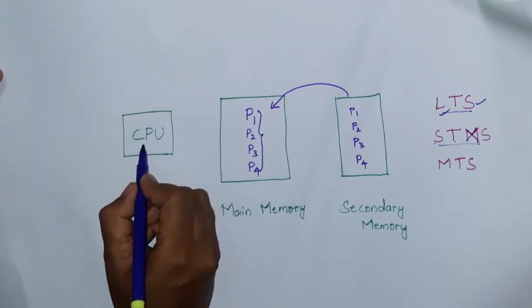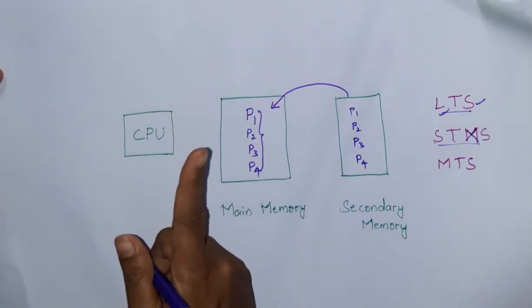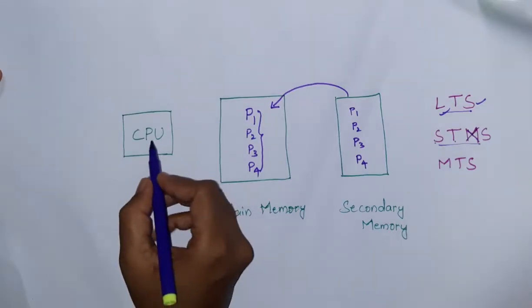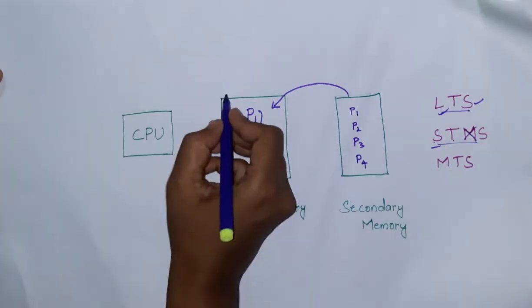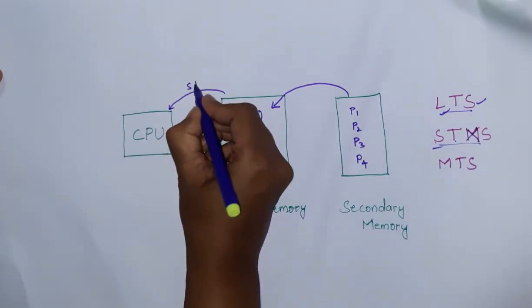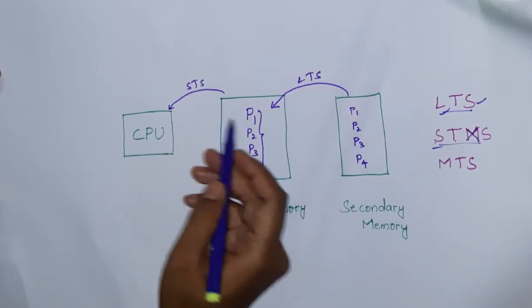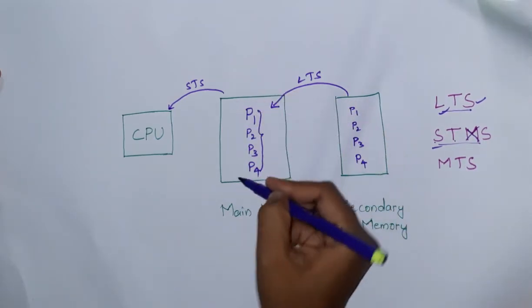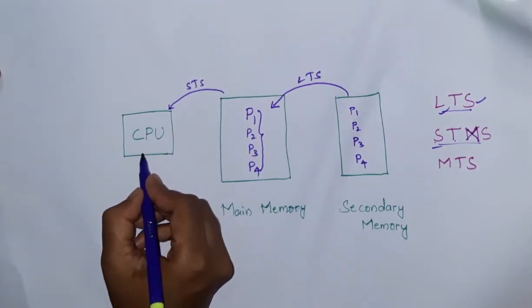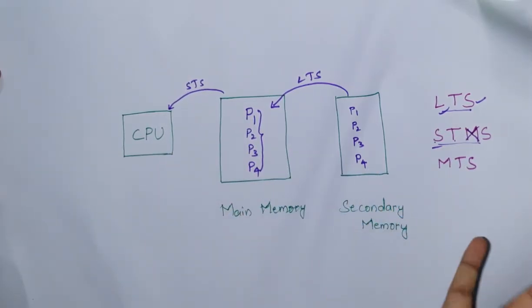Now as the CPU scheduler is only one, it will pick up only one of the processes from all these. Only one process will be executed at a time. So which process will be picked up? That work is done by the short-term scheduler. This is the long-term scheduler. The work of the short-term scheduler is to choose one of the processes from all these processes and allot it to the CPU. This is the work of STS, based on the priority, based on the time.